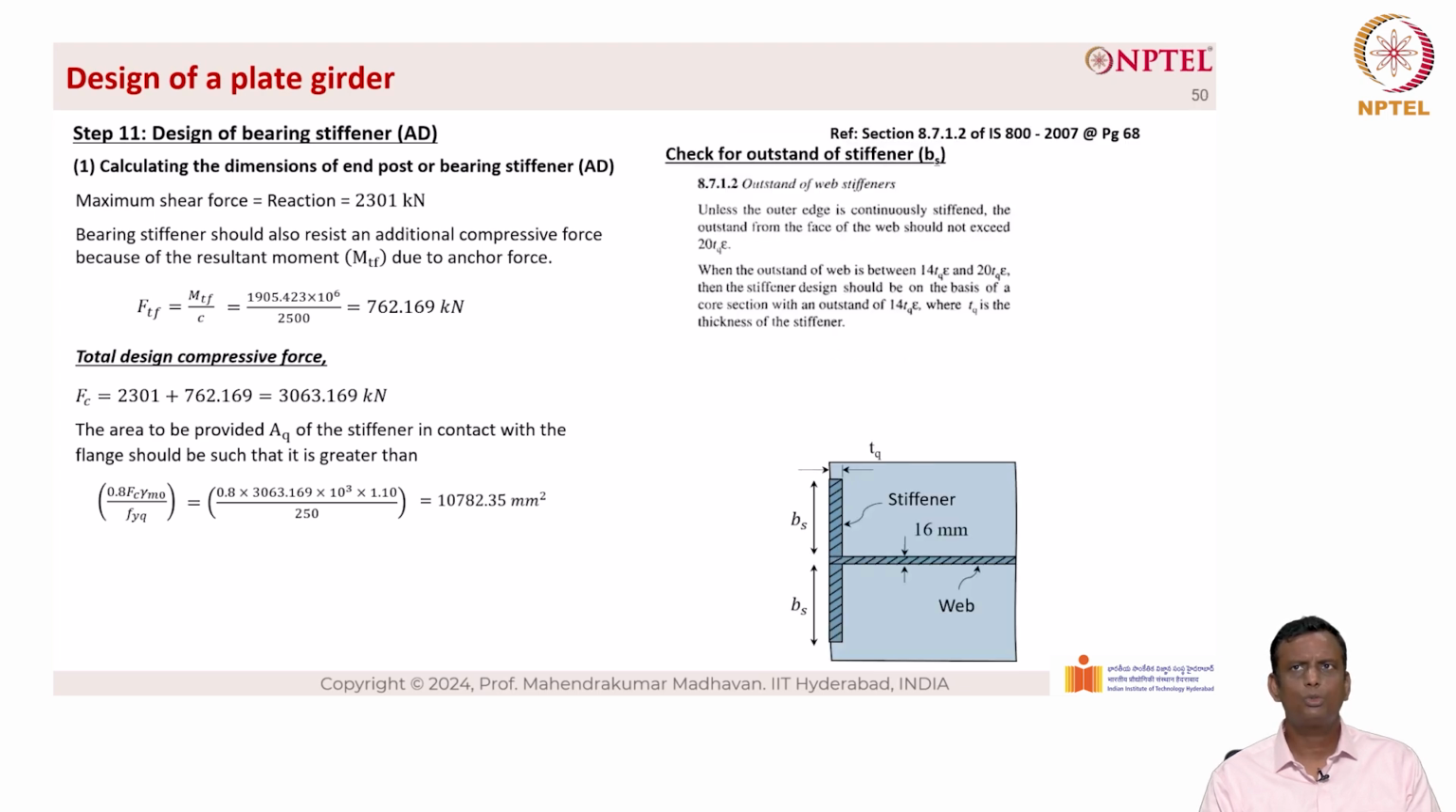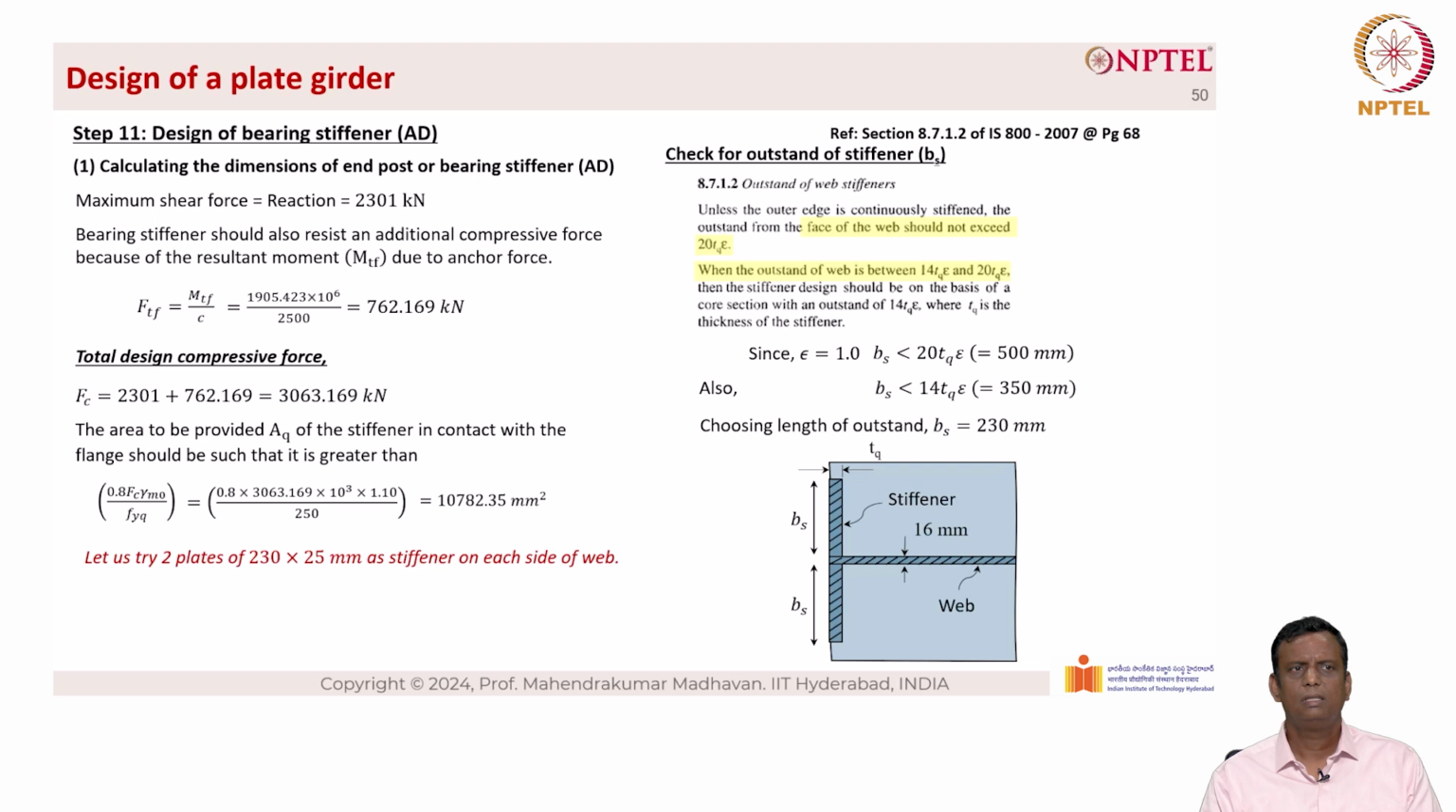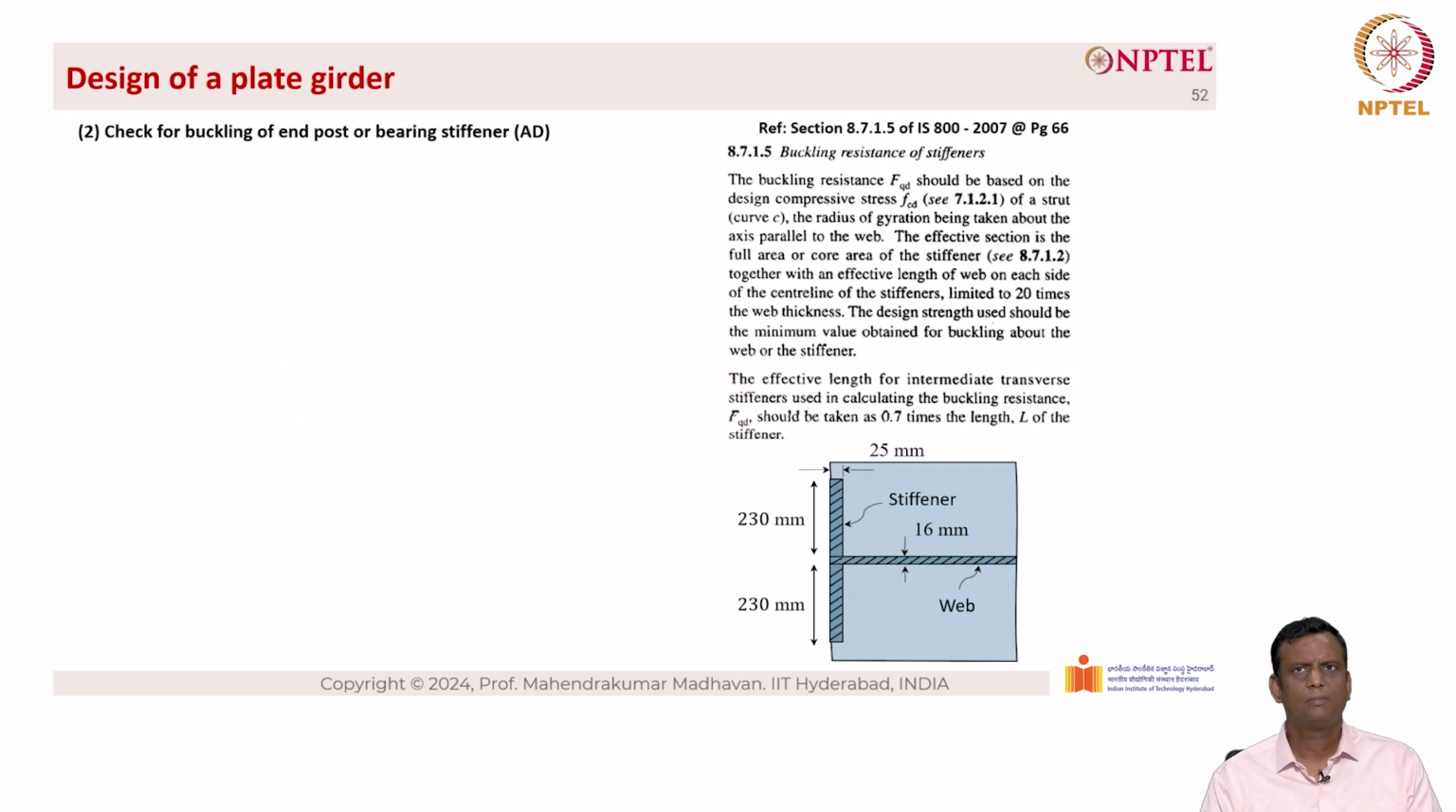Now let's check for the outstand of the stiffener. Epsilon equal to 1.0 and B sub S should be less than 20 TQ epsilon, which is equal to 500 mm when we take the thickness of the bearing stiffener to be 25 mm, and B sub S should also be less than 14 TQ epsilon, which is equal to 350 mm. Now let's choose the length of the outstand B sub S equal to 230. So let us try two plates of 230 into 25 mm as a stiffener on either side of the web as shown here. So the area provided is AQ equal to 2 into 230 into 25, which is equal to 11,500 millimeter square, which is greater than 10,782. Hence it is okay. Now let us check for buckling of end post or bearing stiffener AD.